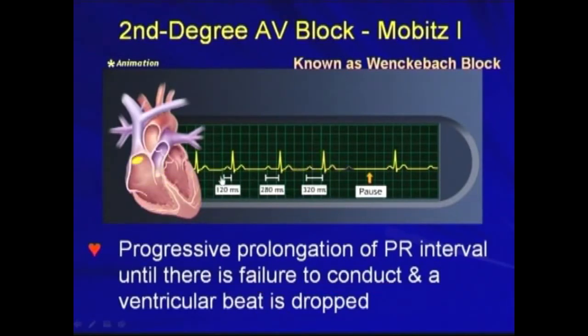beat is dropped. So you see here the PR interval, the starting of the P wave to the R wave is 120 milliseconds, and then it's longer and longer until there's an unconducted P wave, and then it conducts again. So it's a gradual prolonging of the PR interval until there's a failure to conduct a P wave. This is called the Mobitz type 1 or the Wenckebach block.